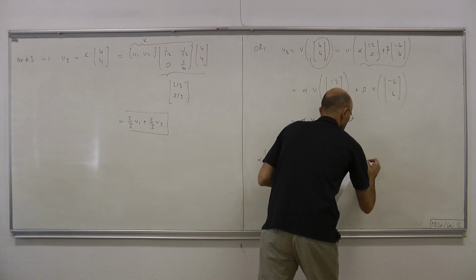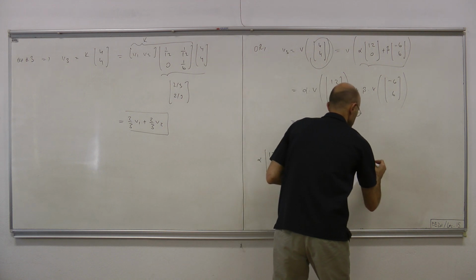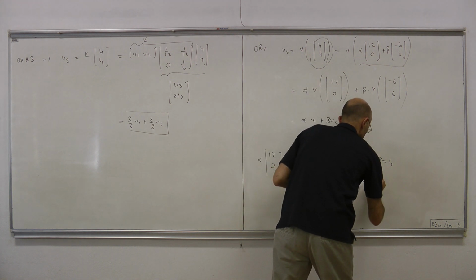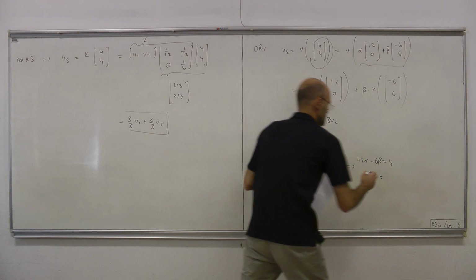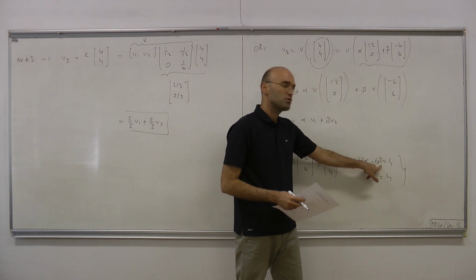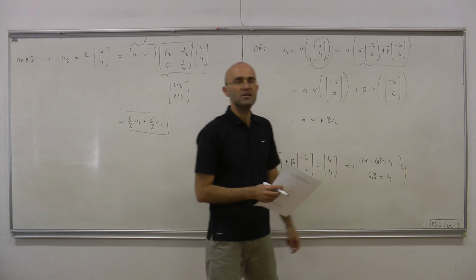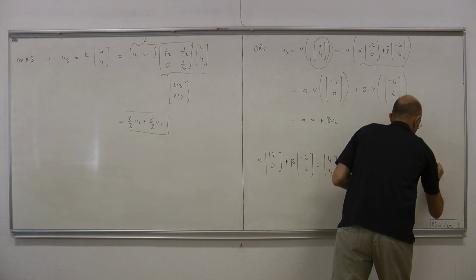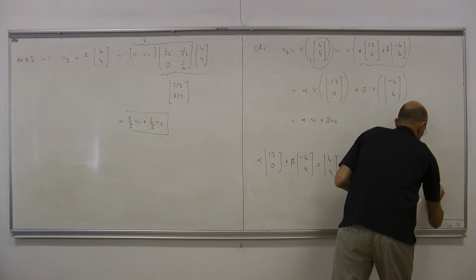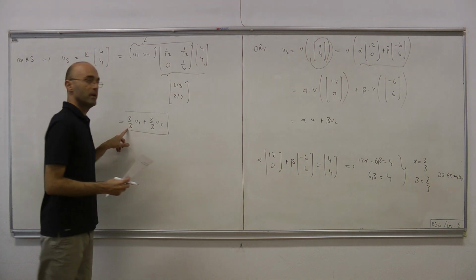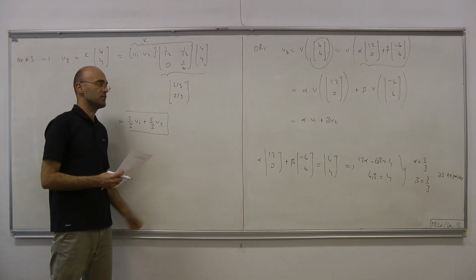Let's write them as individual equations. 12 alpha minus 6 beta equals 4. 0 alpha plus 6 beta equals 4. This gives beta equals 2/3, and using that beta we can figure out alpha, which is also 2/3. So alpha equals 2/3 and beta equals 2/3. As expected, because we already computed alpha and beta earlier as 2/3.